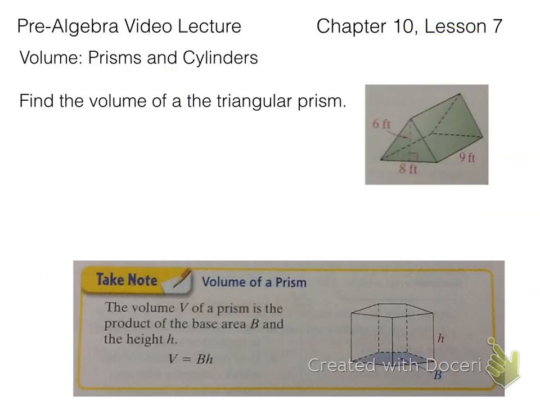Okay, so let's talk about finding the volume of a triangular prism. Same difference as any other prism. You find the area of the base and you multiply it by the height.